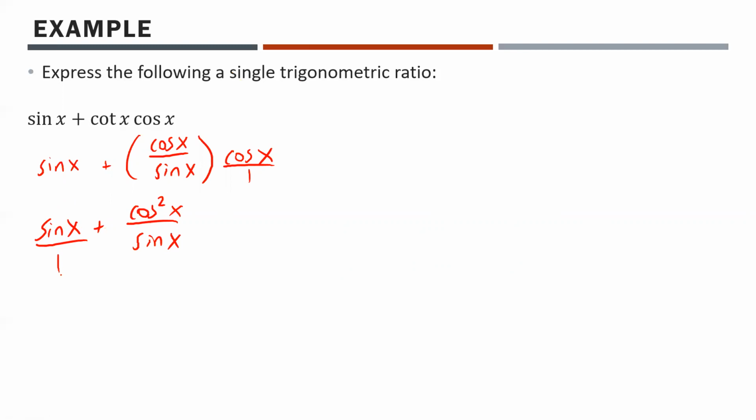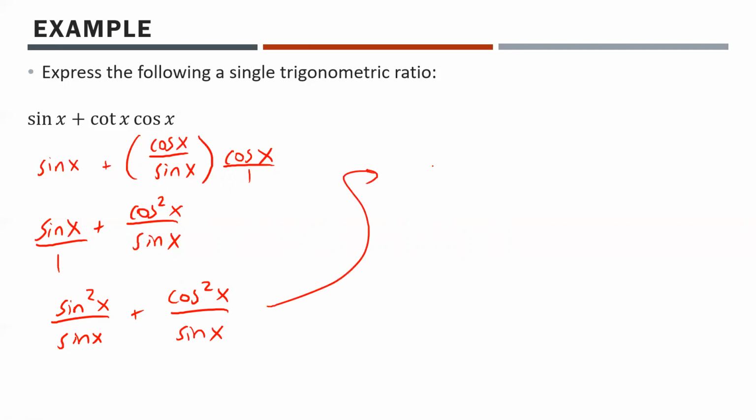We've got to recognize that this is sine x over 1 plus cos squared x over sine x. In order to add fractions, they have to have the same denominator. This one doesn't have a denominator of sine x, but we can make it have a denominator of sine x by multiplying both the top and the bottom by sine x. That's going to give us sine squared x over sine x plus cos squared x over sine x. And of course, since they have the same denominator, we can just add them together. This becomes sine squared x plus cos squared x over sine x. All right, so this is where things get really weird.